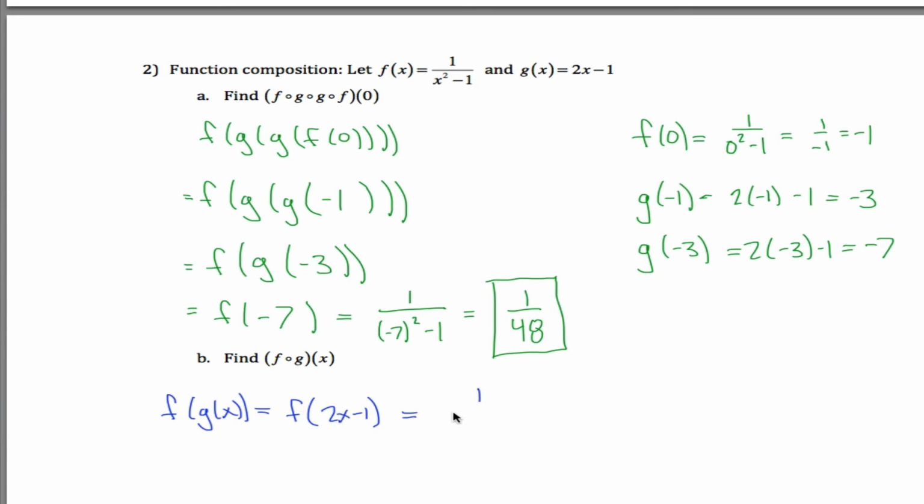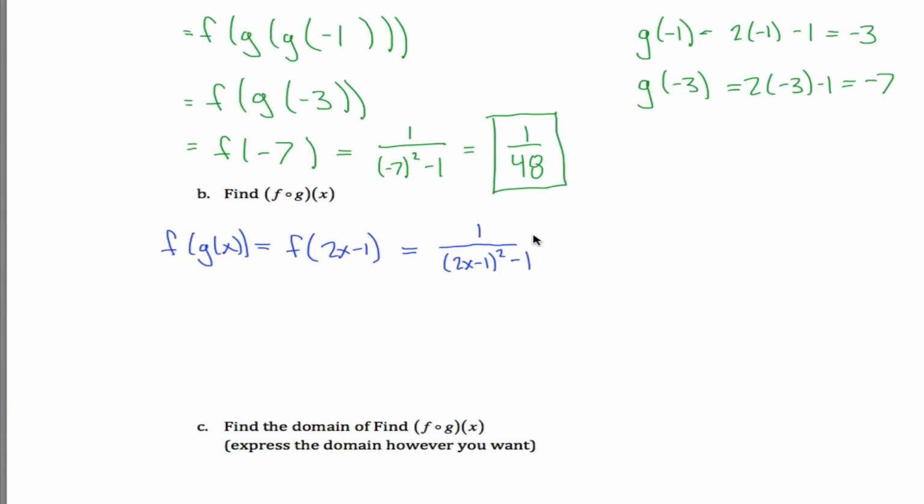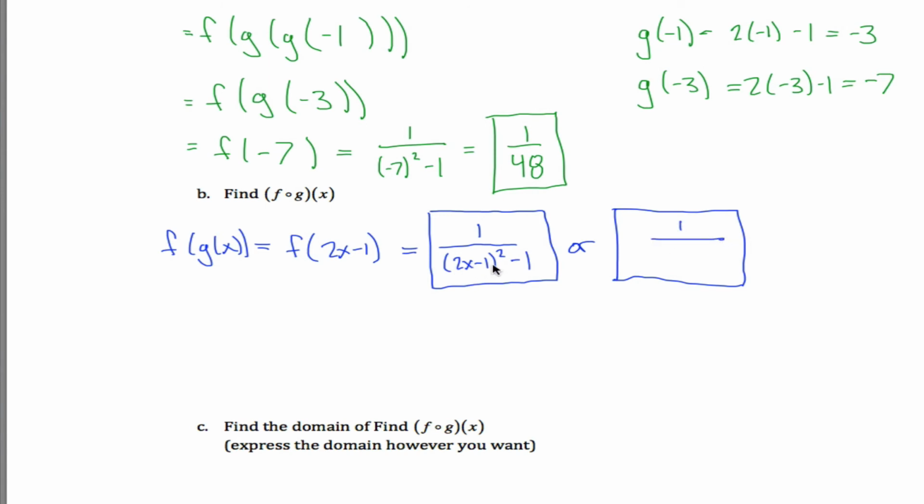What I'm saying is f of 2x minus 1 is 1 divided by (2x minus 1) squared minus 1. This is a perfectly acceptable answer. I'll even put a box around it to emphasize that. If you're the type that likes to FOIL, you can say (2x minus 1) squared is 4x squared minus 4x plus 1. But 4x squared minus 4x plus 1 minus 1 will just leave you with 4x squared minus 4x. Either one of these is totally fine. I don't care where you leave it.